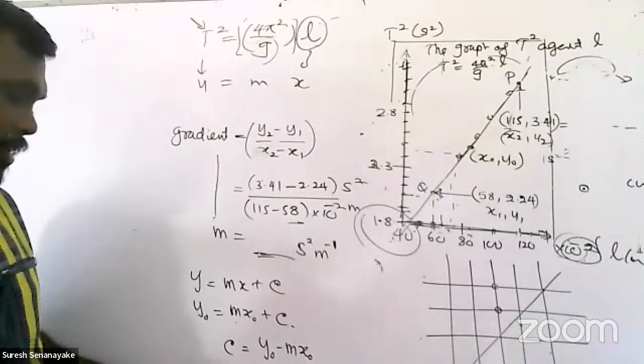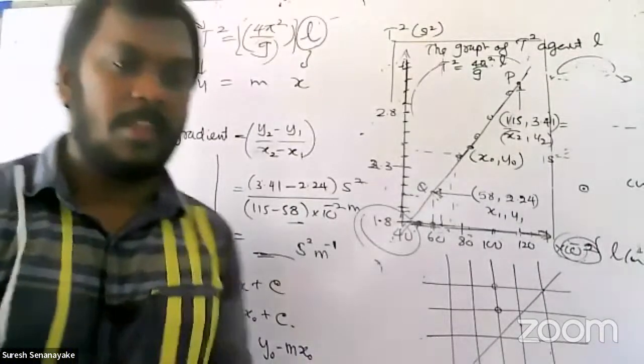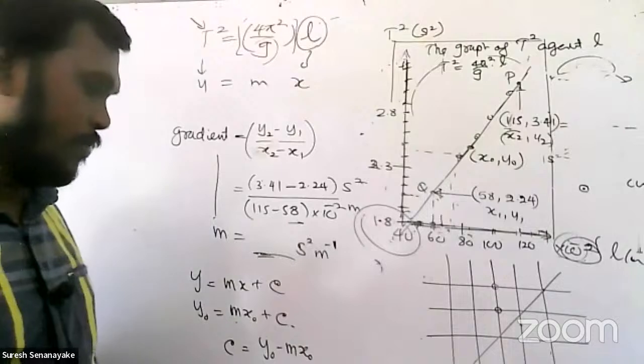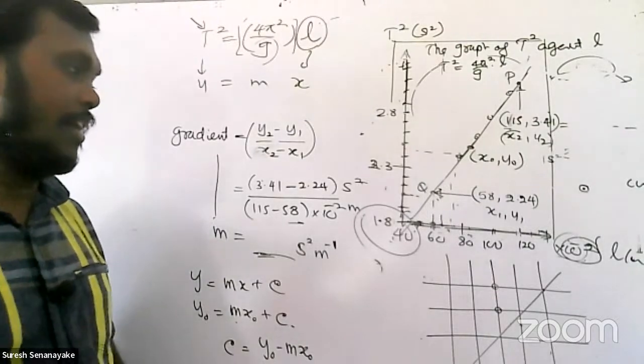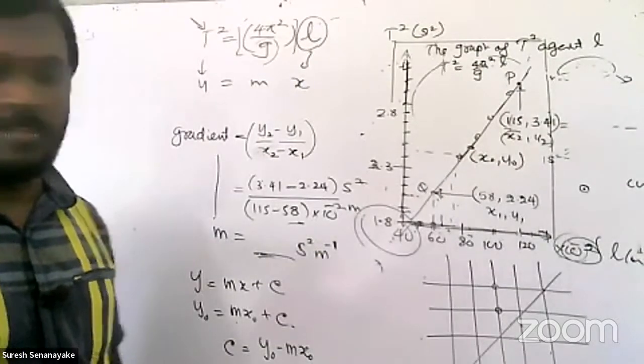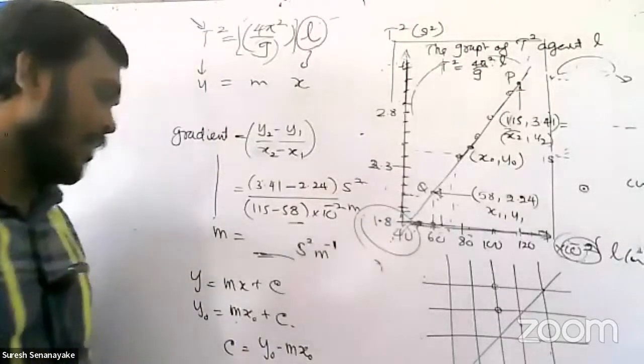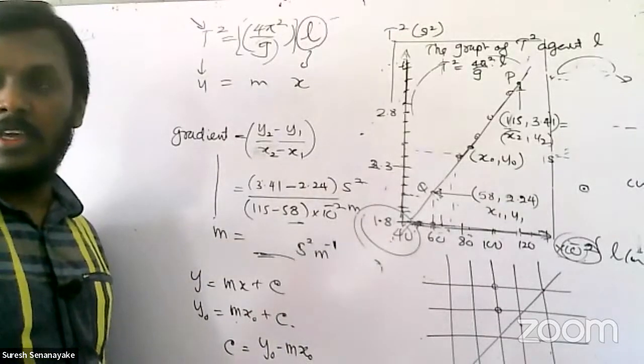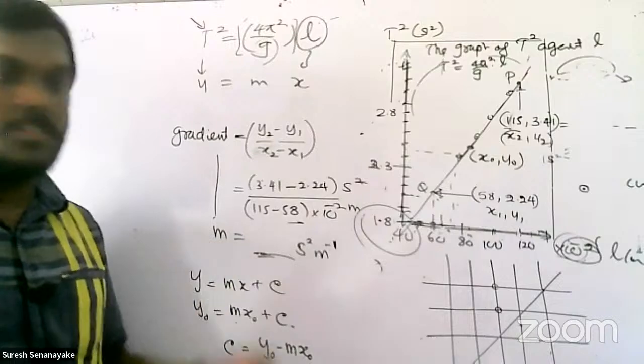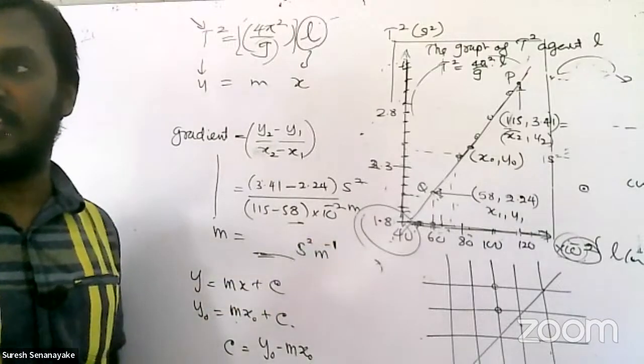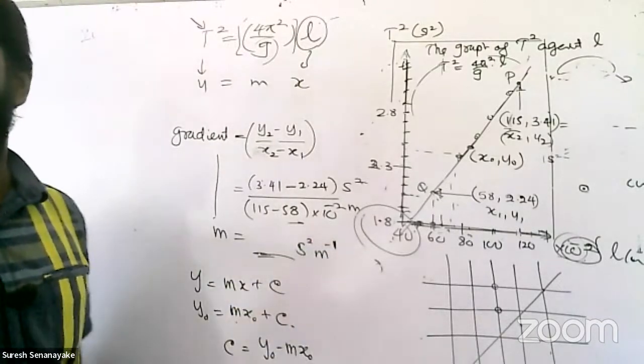So then, if they ask you to verify the law or something like that, that's the method we need to do. According to the law, the graph should pass through the origin. So then you can draw the graph and then calculate the intercept. If the intercept is close to 0, it means it passes through the origin. So that's how you can verify.